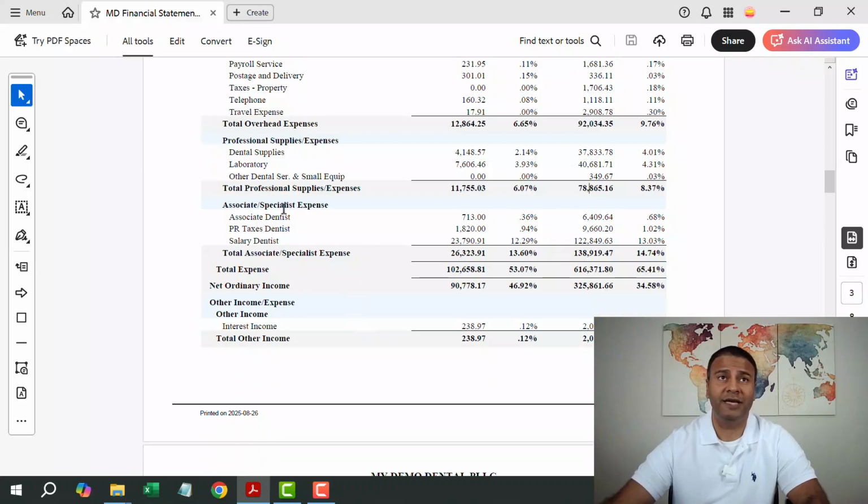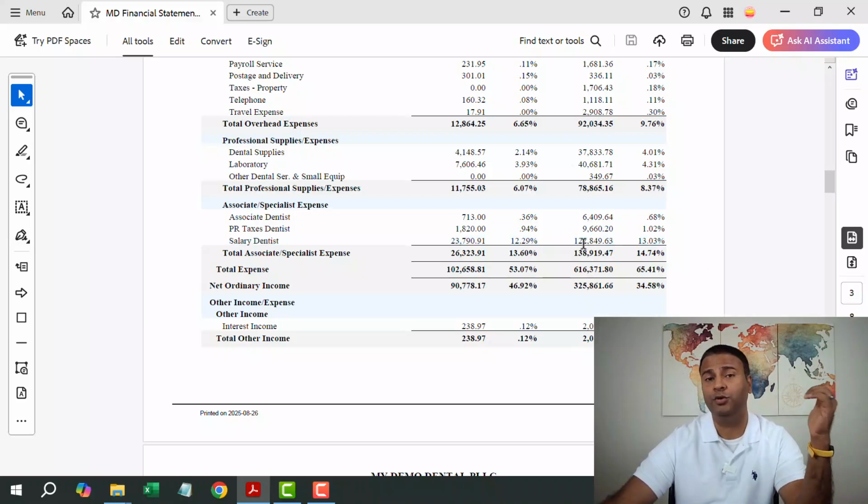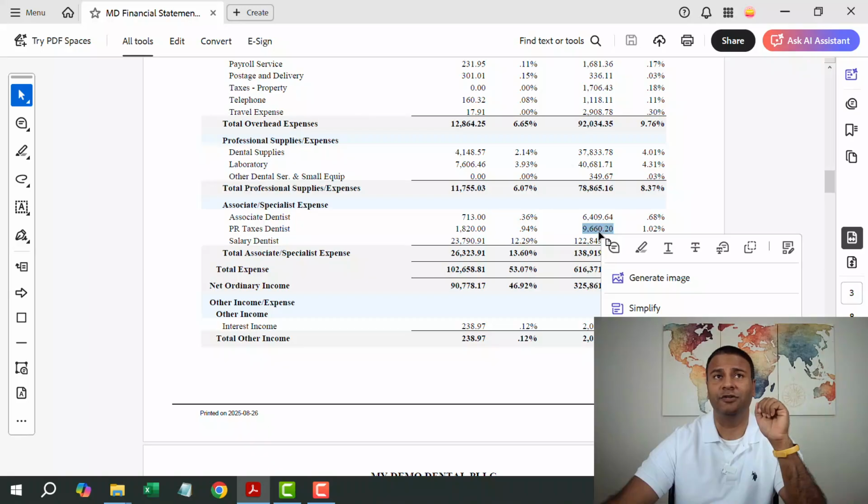Next group is associate/specialist expenses. This is where we record any associate dentists you have in the practice, any contractor dentists or specialists that come to the practice, they are recorded in this expense group. So if you notice, this line item is $122,000. What this is telling you is that you have W-2 employees who are dentists and working at this practice. They have been paid about $122,000 year to date. And these are the payroll taxes related to that.